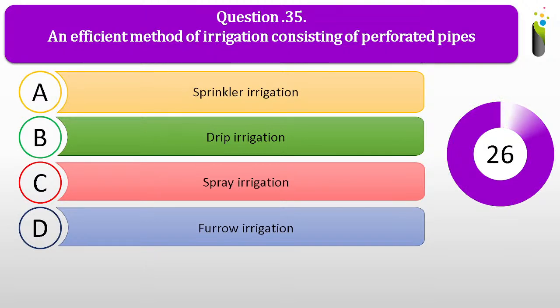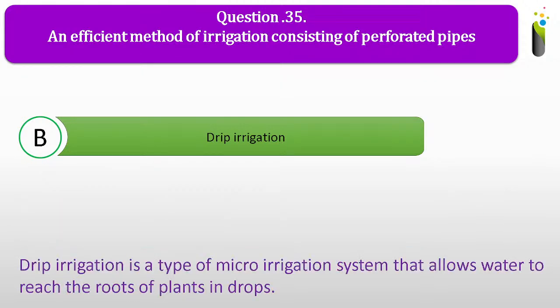Efficient method of irrigation consisting of perforated pipes. Students, you answer fast. And the correct answer is drip irrigation. It is a type of micro irrigation system that allows water to reach the roots of the plants in drops.